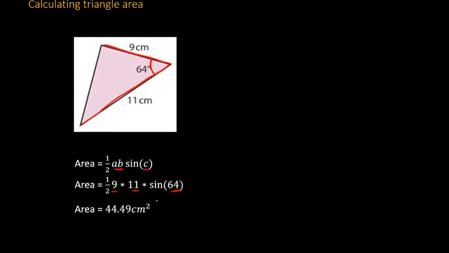Another suggestion I would make when trying to simplify your calculator work, rather than typing in 1/2 times 9 times 11, simplify that first so that you can just punch in one constant times sine 64. Again, the less you're punching into your calculator at once, the less probability of error just from hitting a wrong key or something like that.